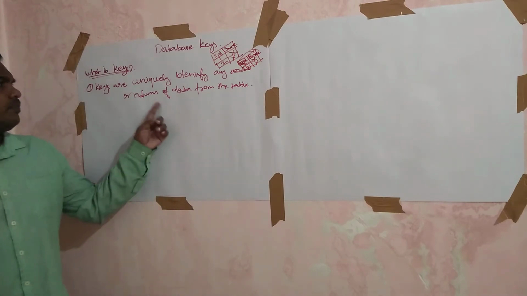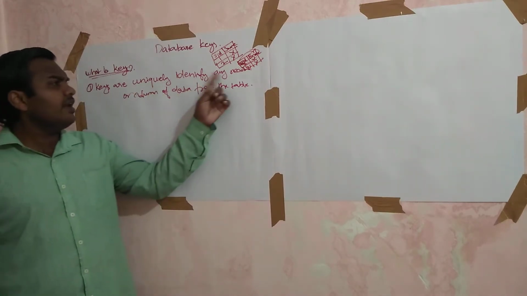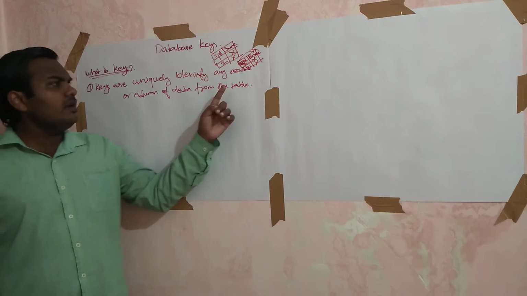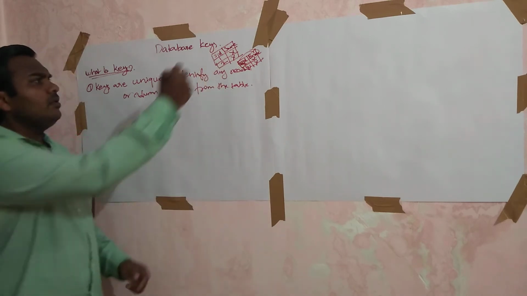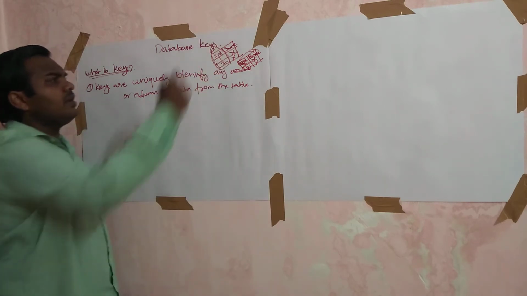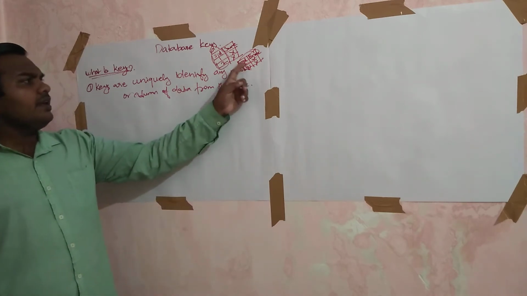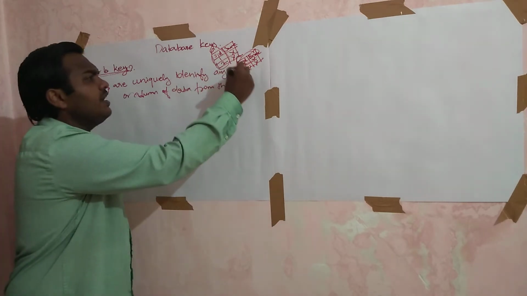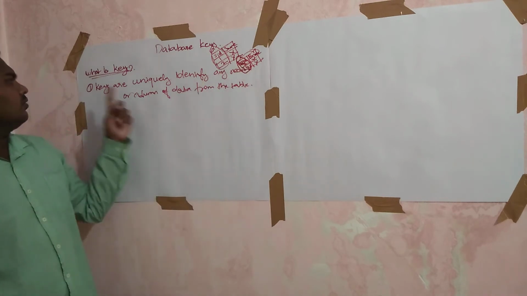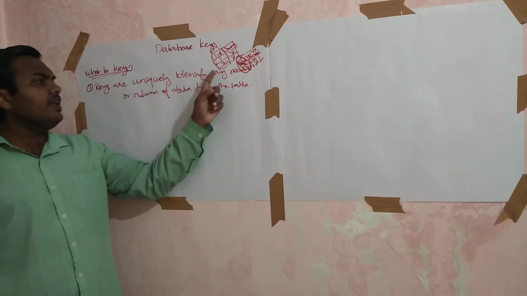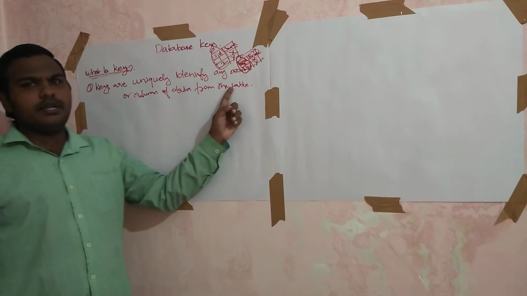So according to the first point, keys uniquely identify any record or column data from the table. According to this example, SID is the column of data that uniquely identifies records here, and EID is the column of data that uniquely identifies records in this table. So keys uniquely identify any record or column data from the table.